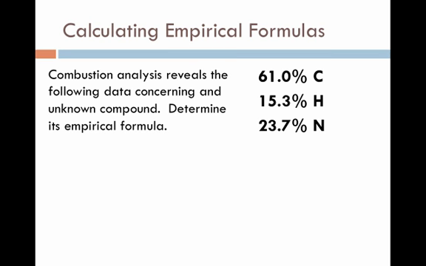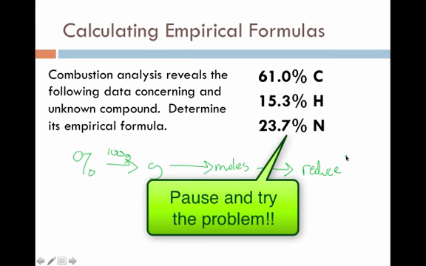In this situation, we have a similar setup. In this case, we have 61% carbon, 15.3% hydrogen, and 23.7% nitrogen. Just like before, you want to go from the percentages to grams, assuming a 100 gram sample. You then want to go from grams to moles, and then finally you want to take that answer and reduce it. What I'm going to allow you to do at this stage is take a minute, try this problem on your own, and then we'll go through the answer together to make sure that you're getting correct work.